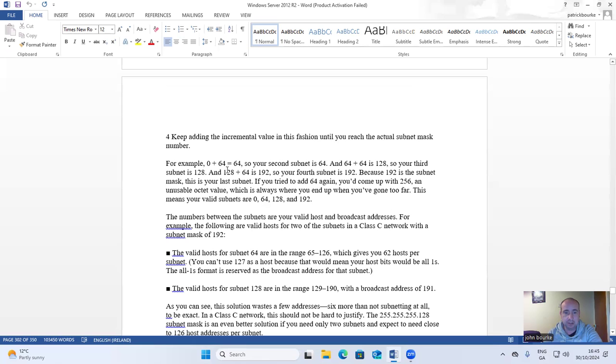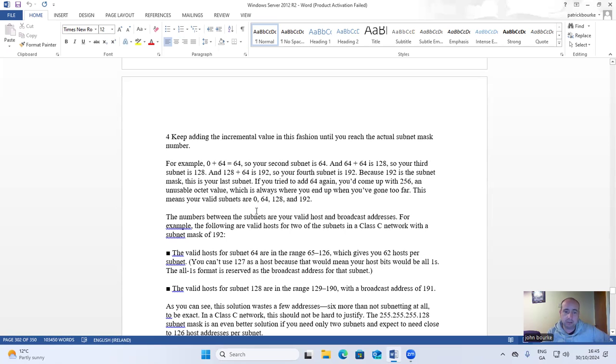For example, 0 plus 64 equals 64, so your second subnet is 64, and 64 plus 64 is 128, so your third subnet is 128. And 128 plus 64 is 192, so your fourth number is 192. Because 192 is the subnet mask, this is your last subnet. If you tried to add 64 again, you'd come up with 256, an unusable octet value, which is always where you end up when you've gone too far.